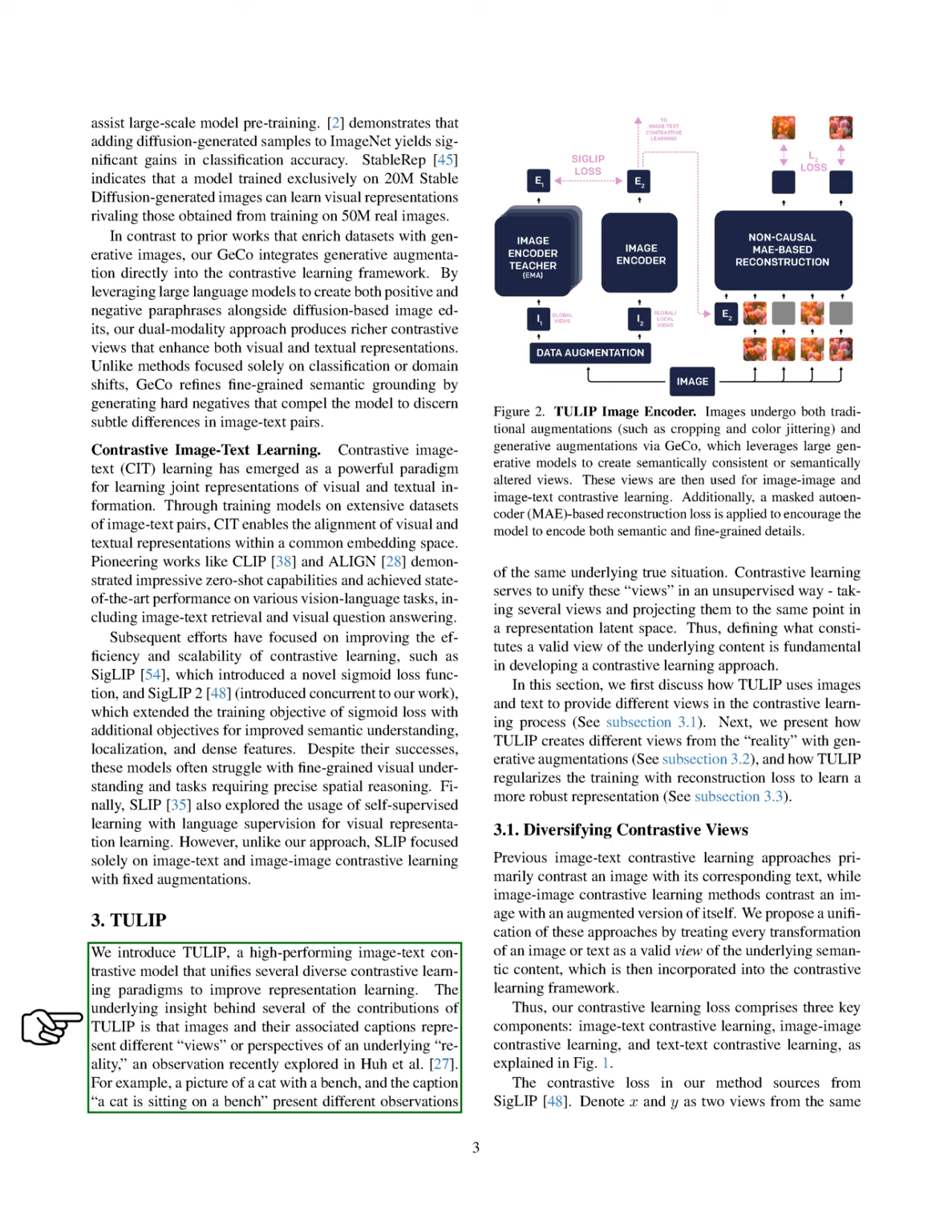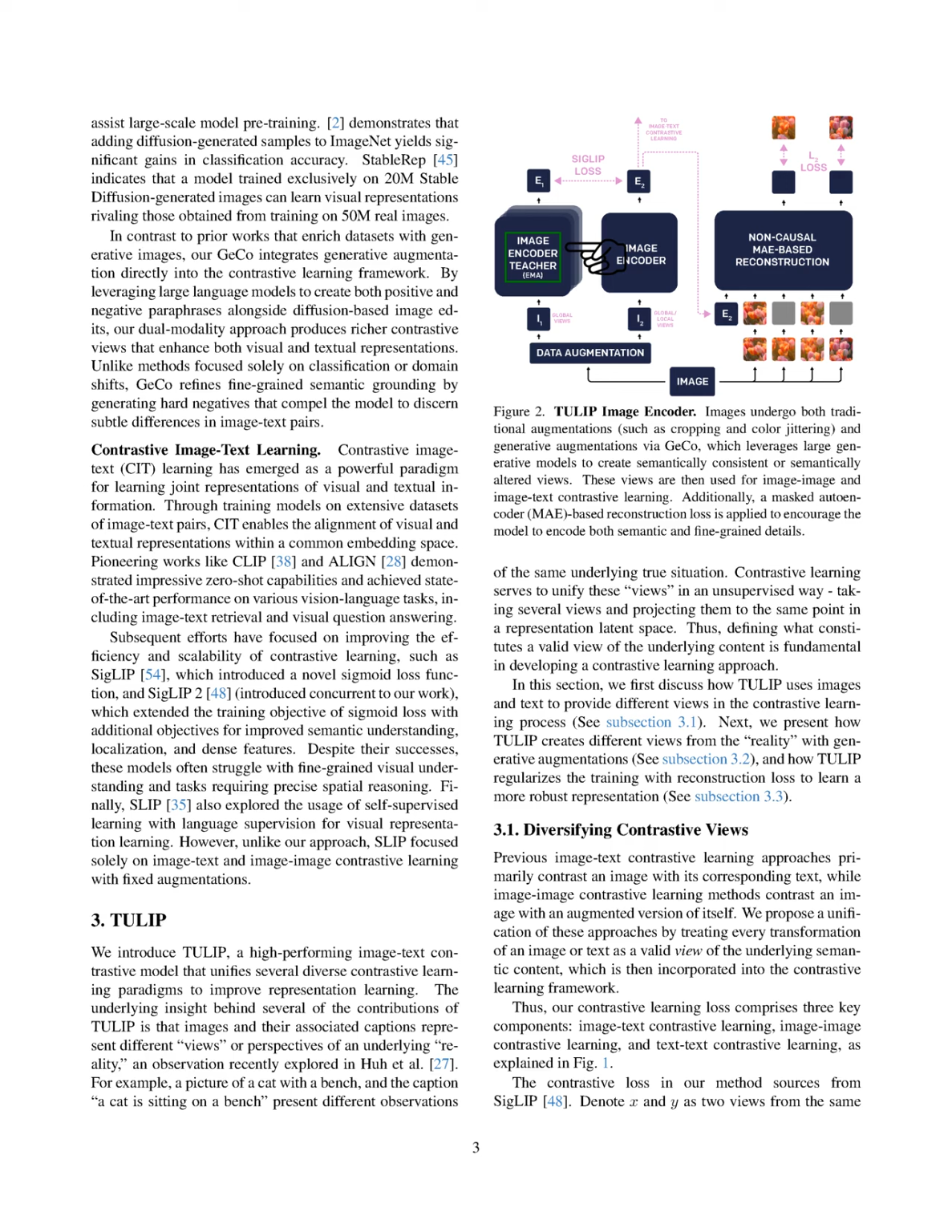Section: TULIP. In this section, we introduce TULIP, a powerful model for image-text contrastive learning that combines various approaches to enhance how we learn representations. Our key insight is that images and their captions offer different perspectives on the same reality. For instance, a photo of a cat on a bench paired with the caption, "A cat is sitting on a bench," reflects two views of the same situation. Contrastive learning helps us align these views in an unsupervised manner by mapping them to the same point in a shared representation space. Therefore, defining what counts as a valid view of the content is crucial for our approach.